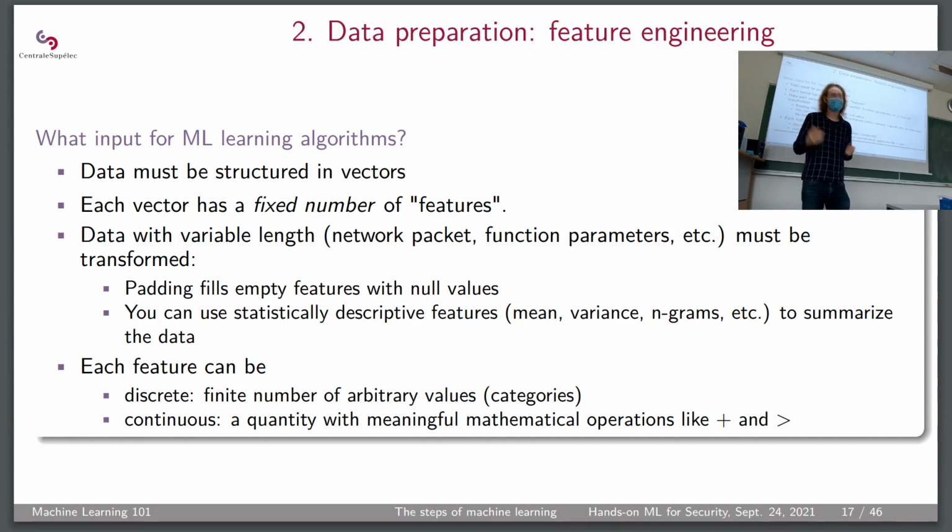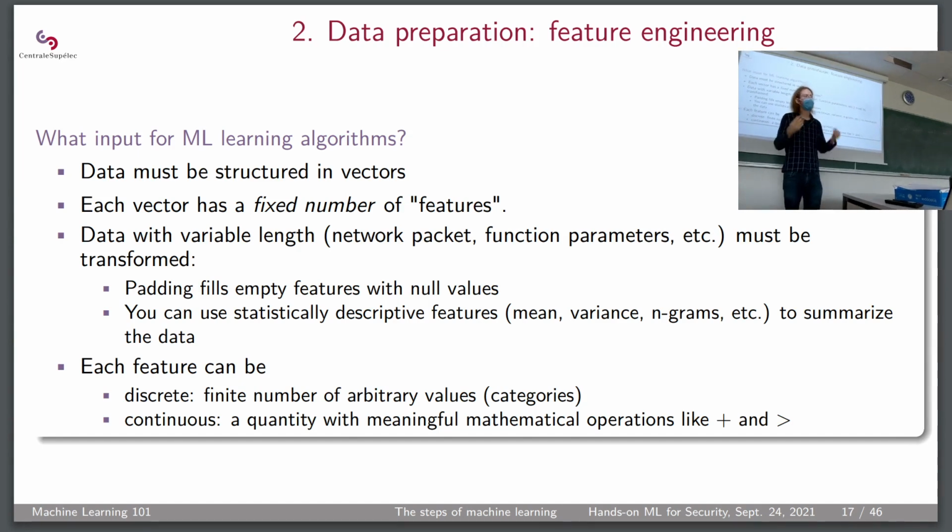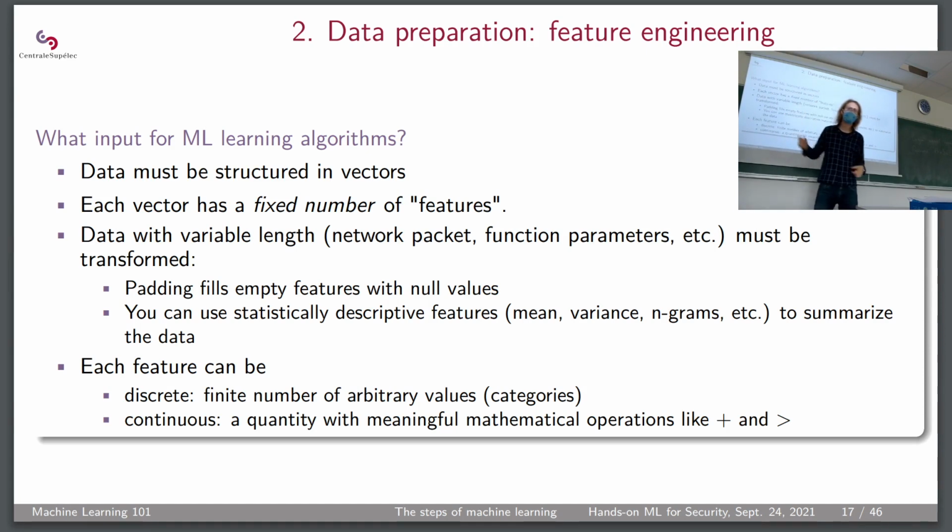The fact that it's a fixed number is a hard constraint, and it's not easy to get around that. So if you work with data of variable length, for example, if you want to study network packets, function parameters in system calls and so on, you will need to transform the data to make sure that it uses the same number of features in the vector. For example, if you work with network packets, you may want to have a big vector and fill the vectors with 0 values at the end. It's called padding, to be sure that all vectors are the same size, even though the data itself does not expand to a full vector.